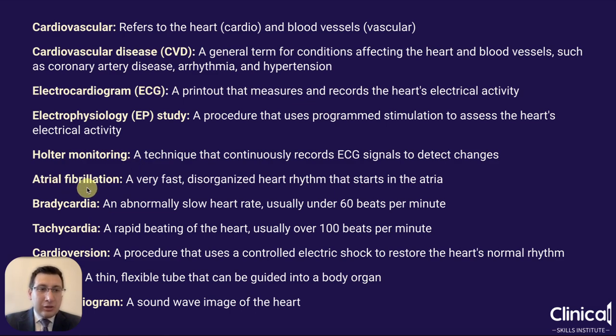We have atrial fibrillation. Atrial is one of the chambers of the heart that we will review together, and fibrillation means basically vibrating, meaning that instead of the atrial muscles squeezing down, they are not able to squeeze and they are just vibrating. We have bradycardia. Again, brady is one of those prefixes that we need to know, which means slow, and cardia is about the heartbeat. So if we have a very slow heart rate, that's bradycardia. Tachycardia is exactly the opposite. If we have a high heart rate, that's called tachycardia.